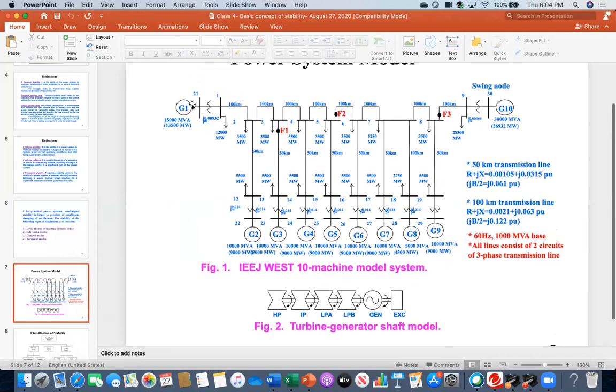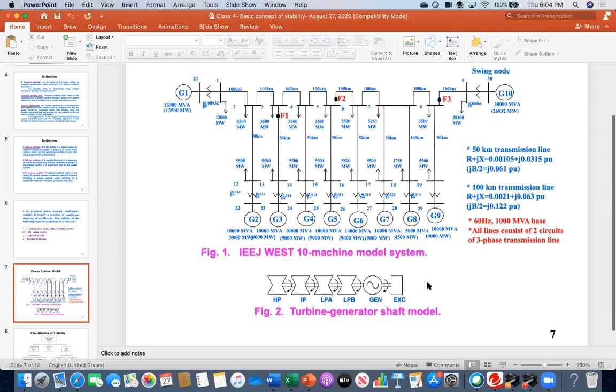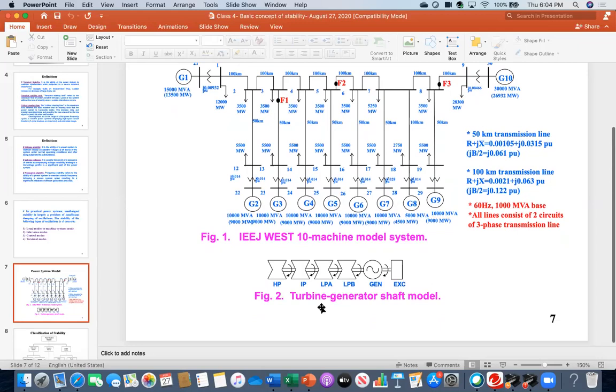In this system, there are 10 generators, G1 through G10. And you see how they are connected, a highly interconnected system. Generator G1 has 15,000 MVA rating. Generator 10 has 30,000 MVA rating. But what I am showing is that each of these generators has a shaft. You will see in the bottommost figure, the turbine generator shaft model.